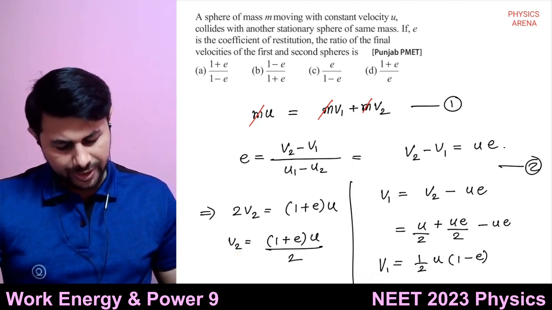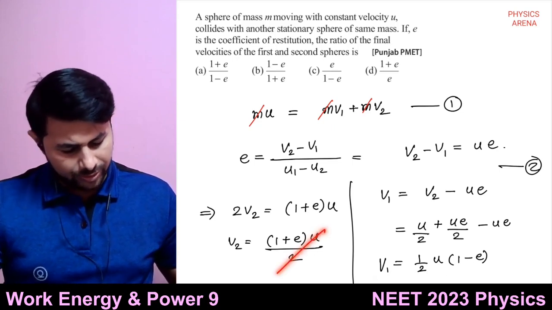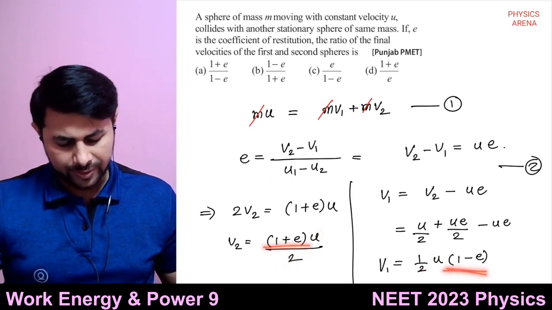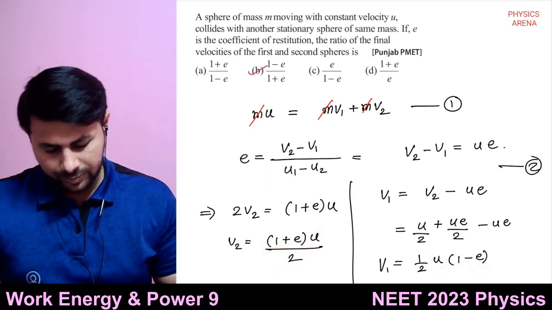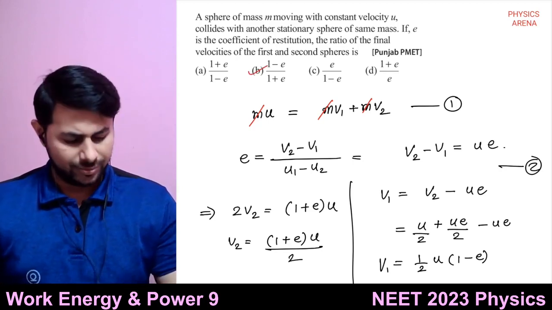If you take the ratio, u by 2 and u by 2 get cancelled. It is 1 minus e divided by 1 plus e. This is the answer. Option B.